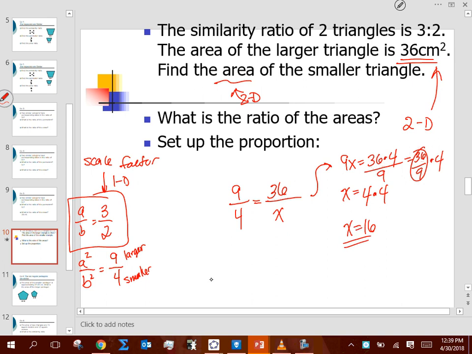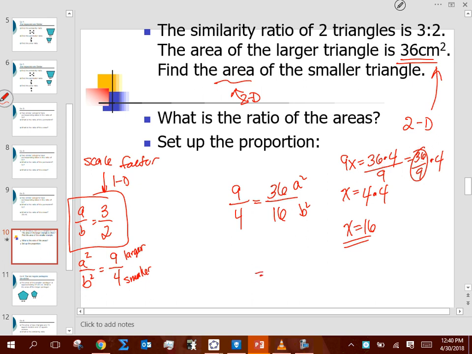Instead of saying 9x equals 144, and then grabbing my calculator and asking how many times does 9 go into 144. So x is 16. Does that make sense? Well, if x is 16, that is my a squared over b squared, right? We should always be able to check these things. That's my a squared over b squared.